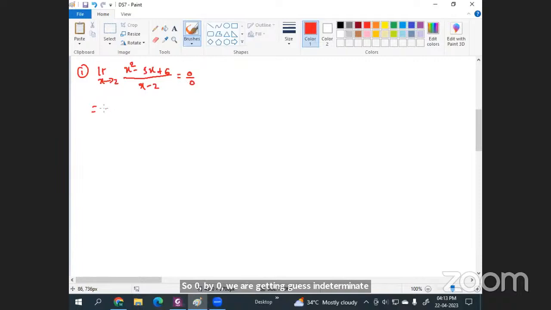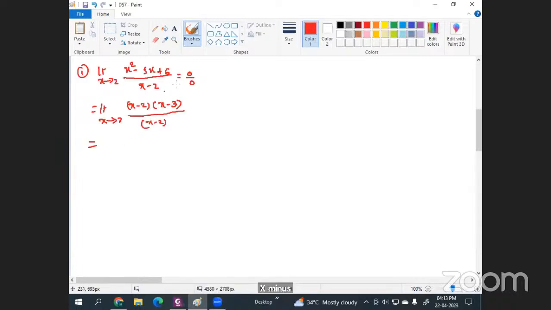When you get an indeterminate form, the rule to apply is, x tends to 2, x square minus 5x plus 6, you need to do the factors: x minus 2 into x minus 3 by x minus 2. So x minus 2 will get cancelled, then x minus 3 is left. After every simplification, we need to substitute and check whether we are getting a finite value or not. So 2 minus 3 equals minus 1. So this is the final answer.